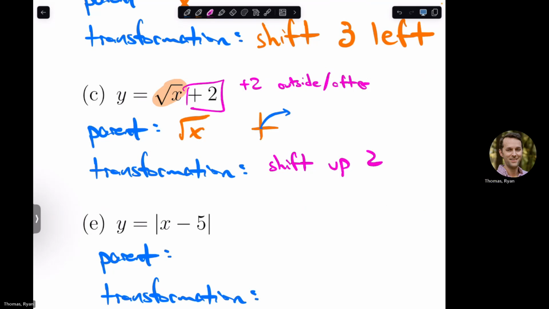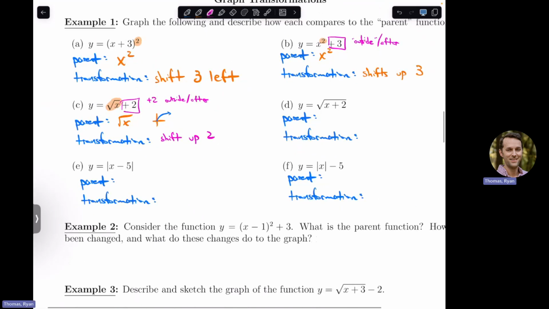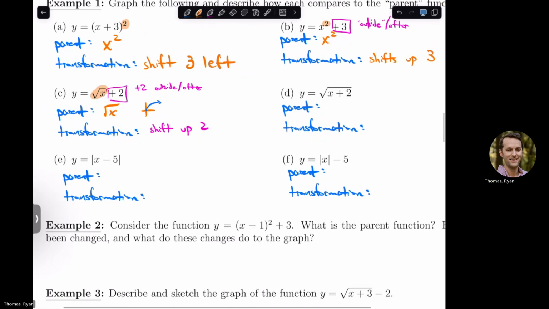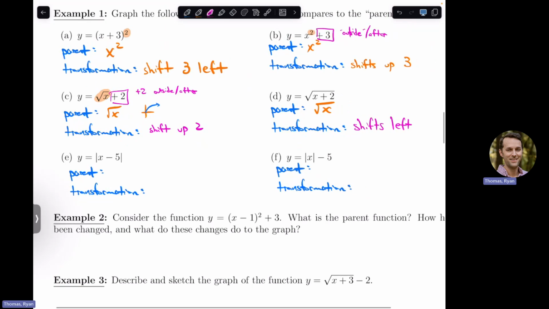Yeah, good. Everybody feel okay about that? Okay. We'll pick it up a little bit then. D kind of function. Square root again. How's it different? Plus 2 on the inside. And what does that do to the graph? Shifts left 2. And we'll talk about that in a second if the left-right thing is bothering you, because it probably should be.